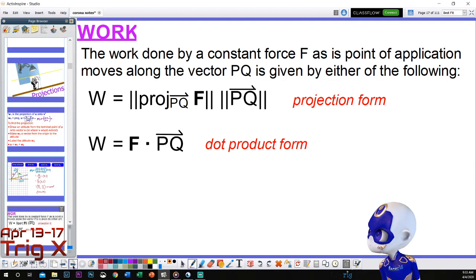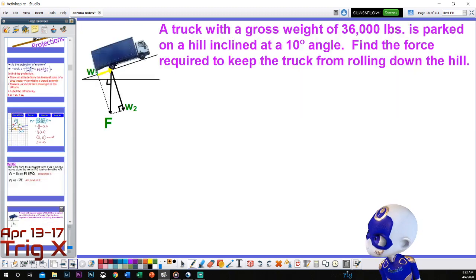On we go to work. There are a couple of formulas for work, but here, let me do these for you so that you kind of understand what's happening. So, I've got a truck. It weighs 36,000 pounds, and it's parked on a hill that's inclined at a 10-degree angle.